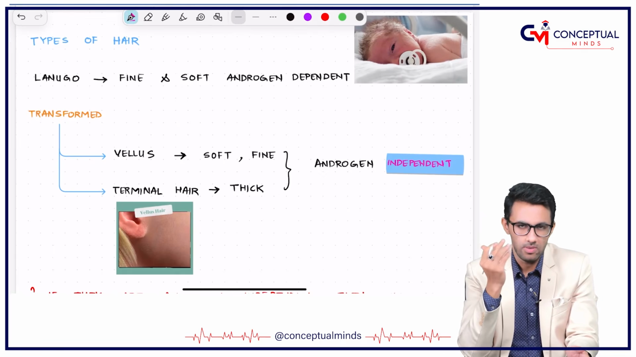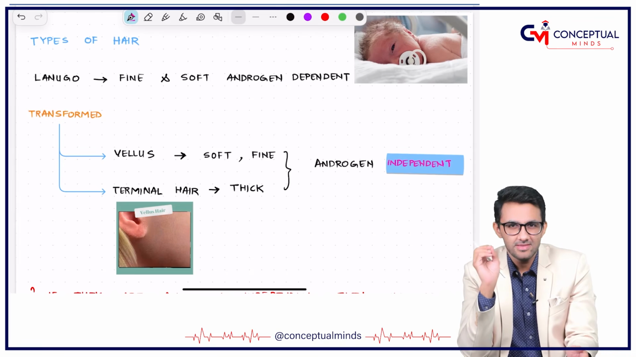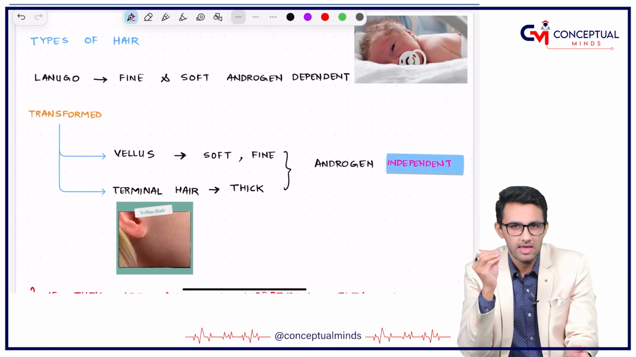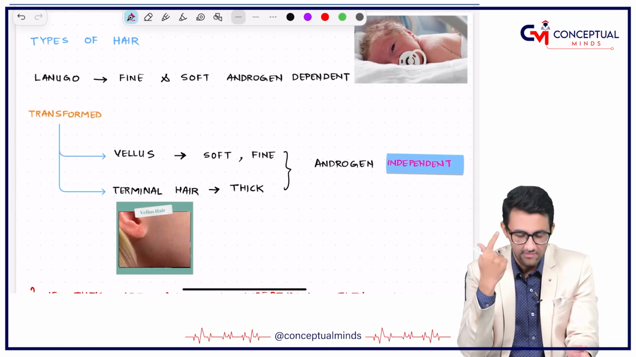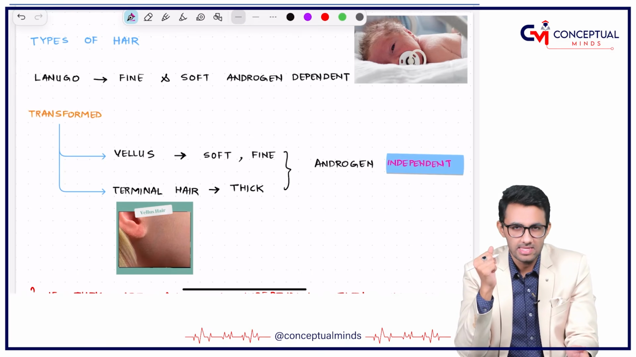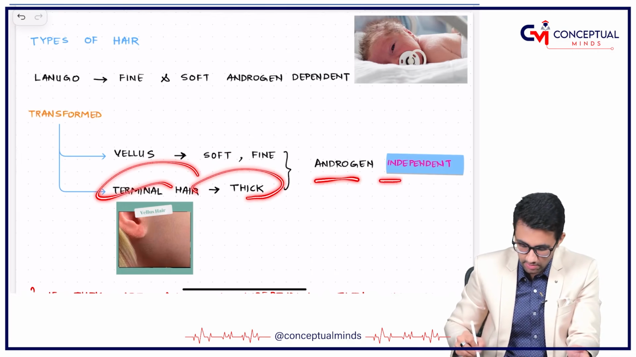Vellus hair, fine, no problem. It is just very much peach fuzz. The internet name for vellus hair is peach fuzz, like the facial hair that women usually have. The very small, soft hair. Alright, fine, that is one example. And how about the terminal hair? They are thick, right? And they are androgen independent.